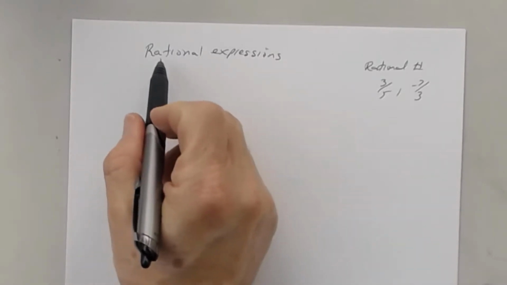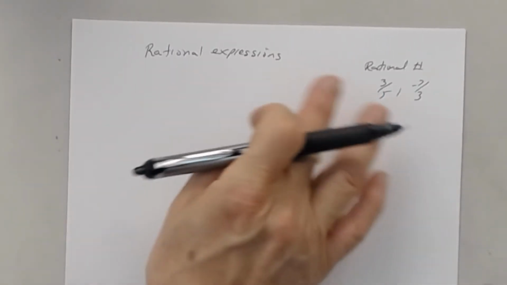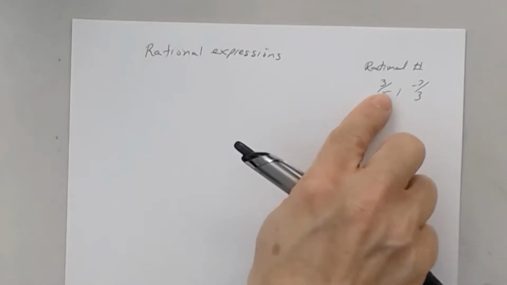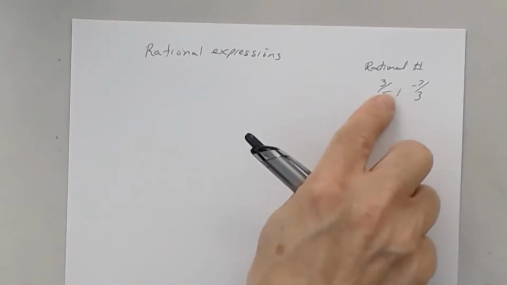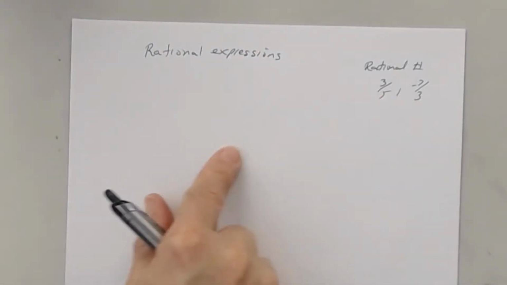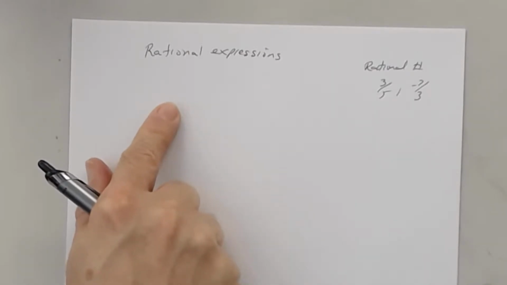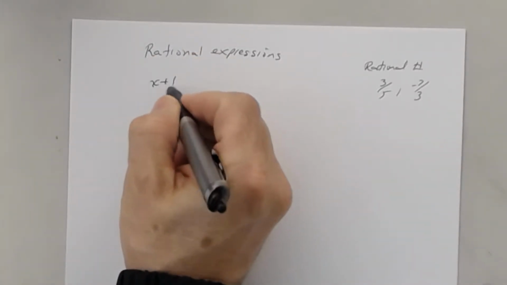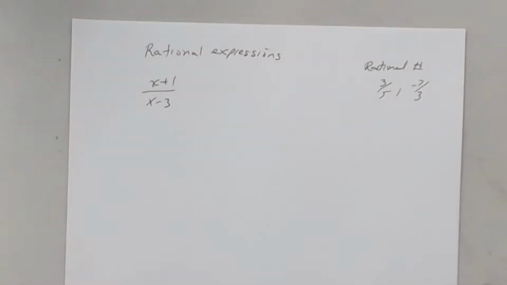So here are examples of rational expressions. Remember that both of these have the word rational in it. Now, this itself is still considered a rational expression right here. But the rational expressions you're going to be dealing with will have variables in them. So here are examples of rational expressions, like x plus 1 divided by x minus 3. Those are rational expressions.